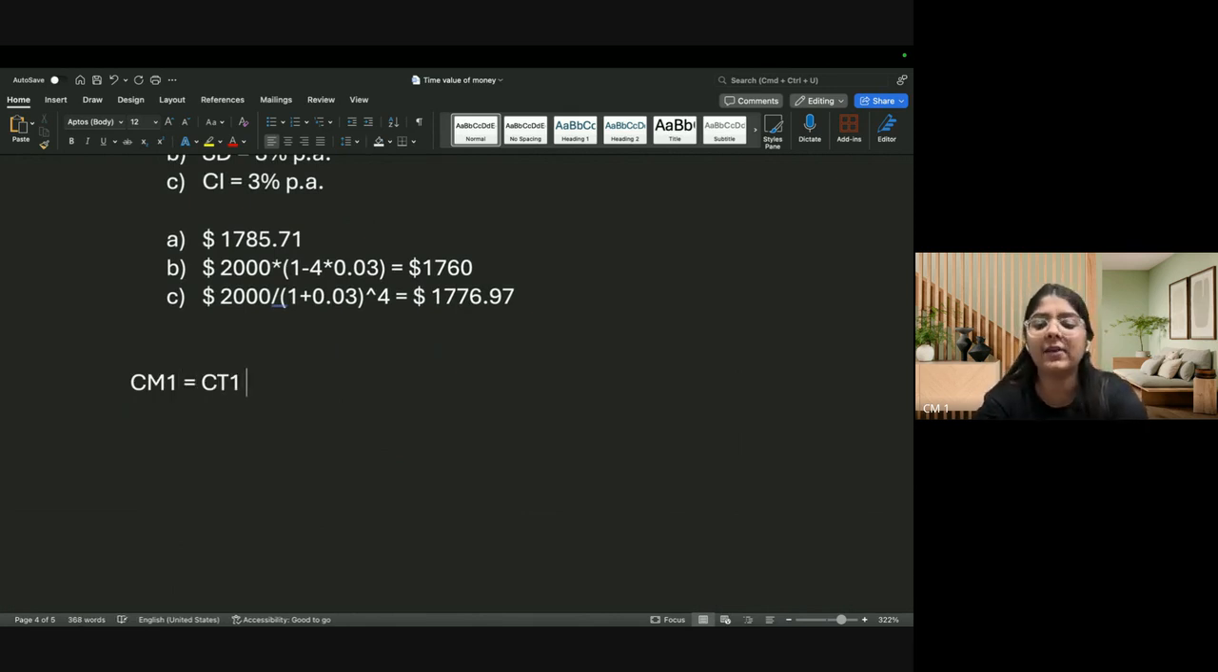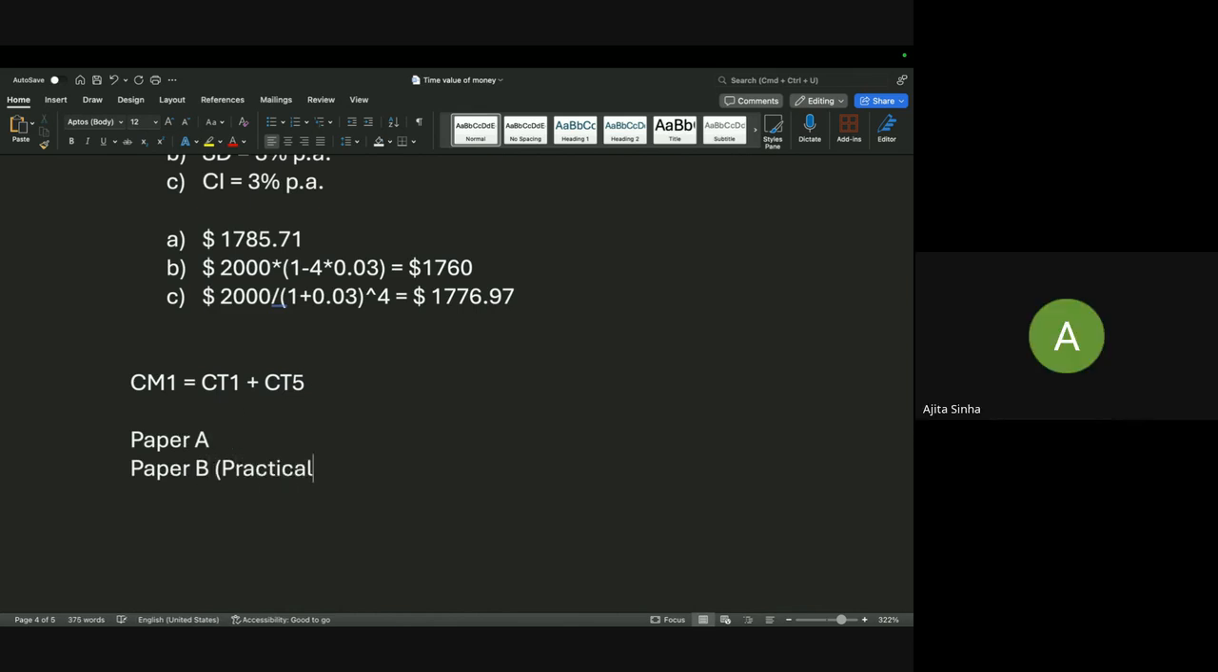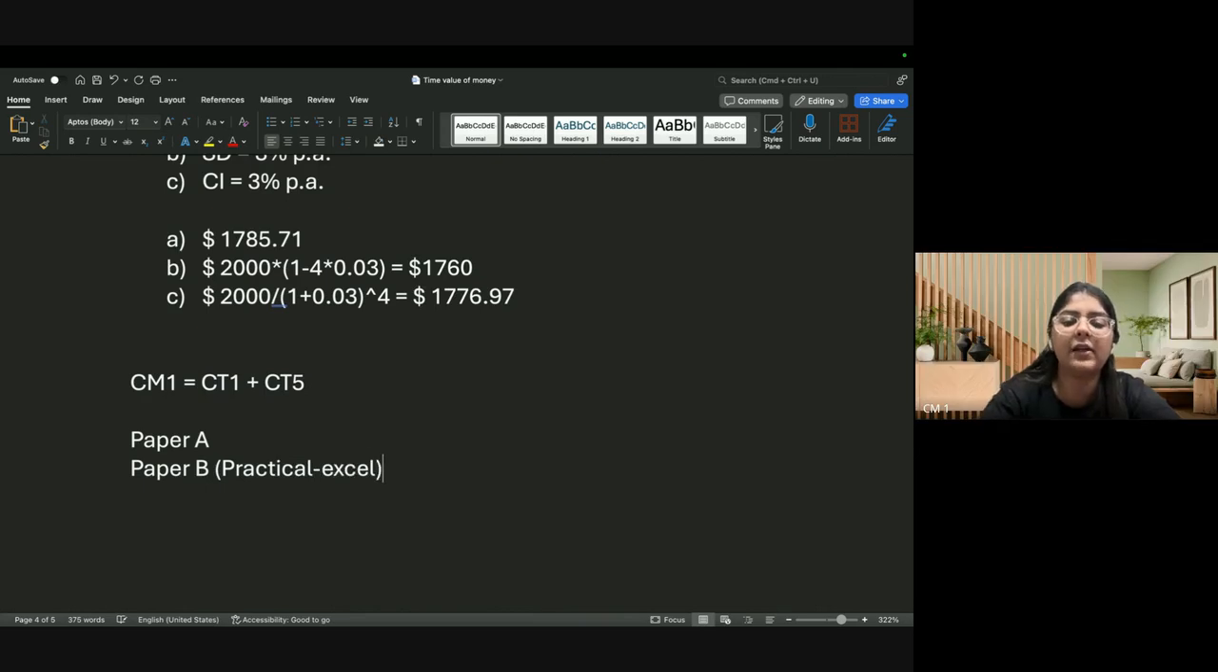So the portion that we have started today is CT1. It is divided into two parts, CT1 and CT5. And you will have two papers, paper A and paper B. Paper B will be practical, which will be on Excel. So that will have a separate set of classes. And this will also be of 100 marks. And paper A will also be for 100 marks.